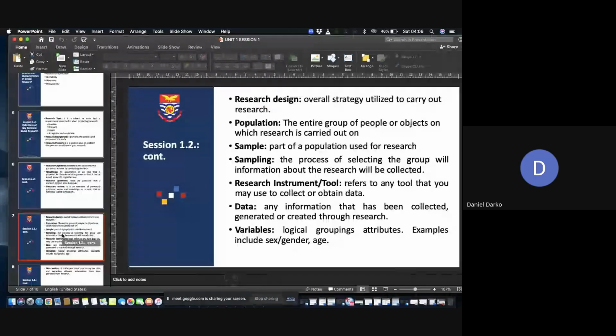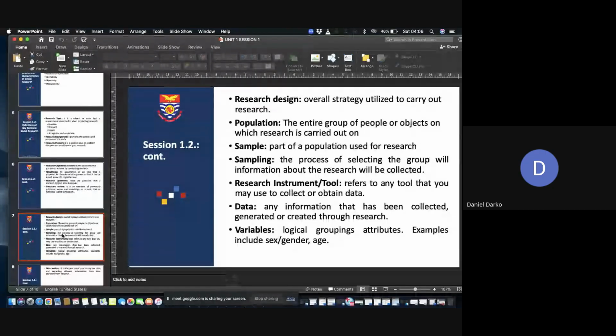So a part of the population that you use for your research is the sample. Now, the process that you go through in selecting the sample is what we refer to as sampling. The process of selecting the group for the information you are looking for is called sampling. Then we also have a term called research tool, or research instrument. These are tools that you use to collect the data. We can talk about questionnaires, interview guide, focus group discussion guide. These are research tools, or research instruments, that help us to collect data.